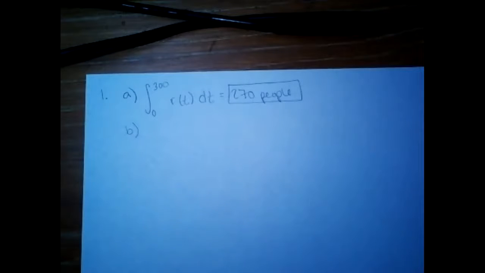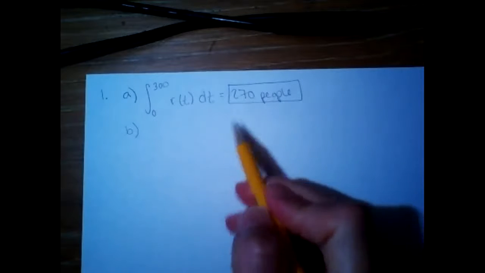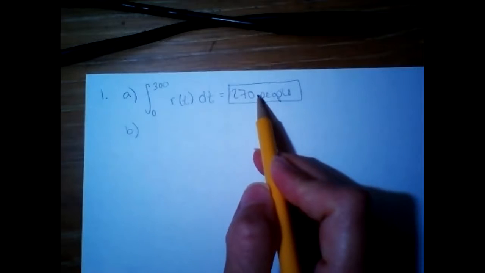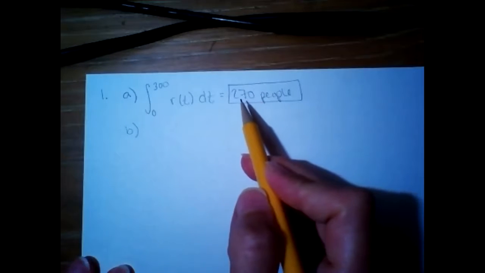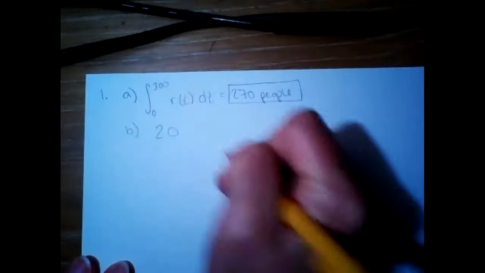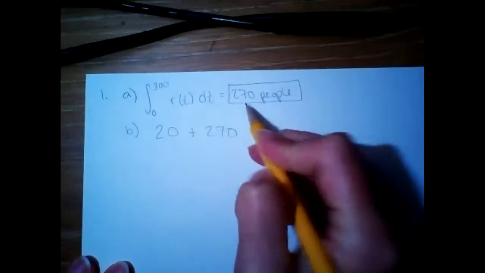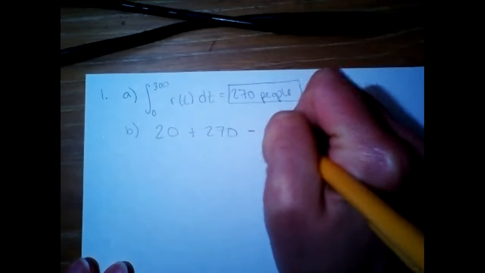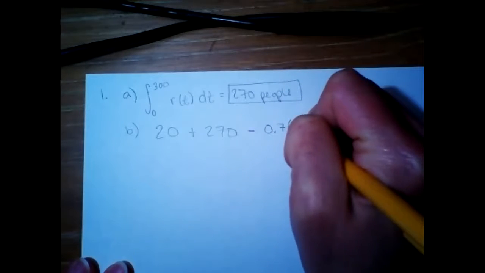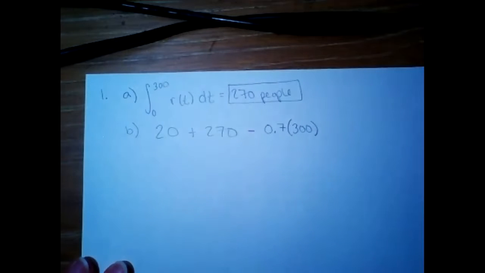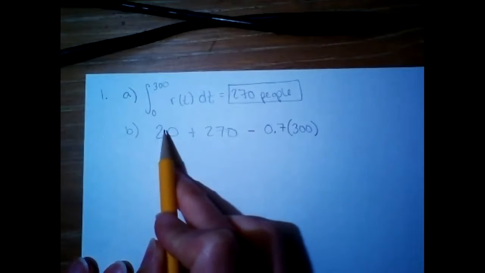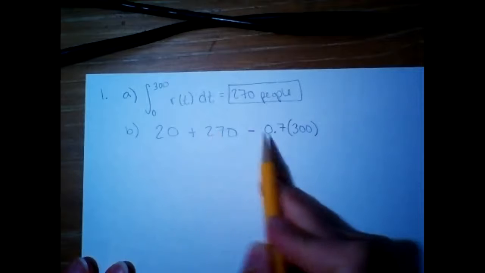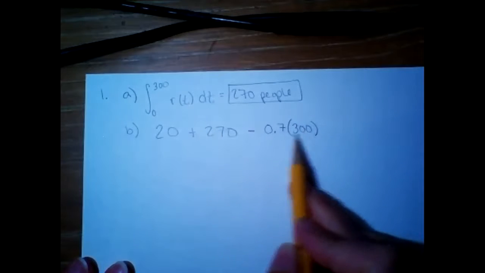B says, during the interval 0 to 300, there's always people in line. How many people are in line at time 300? We just said 270 people got in line. We need to add on what we started with. There were 20 people to start with, plus the 270 that just entered the line, and then people are leaving at 0.7 people per second for 300 seconds. So this is the initial condition, plus how many people got in line, minus how many people got out of line.